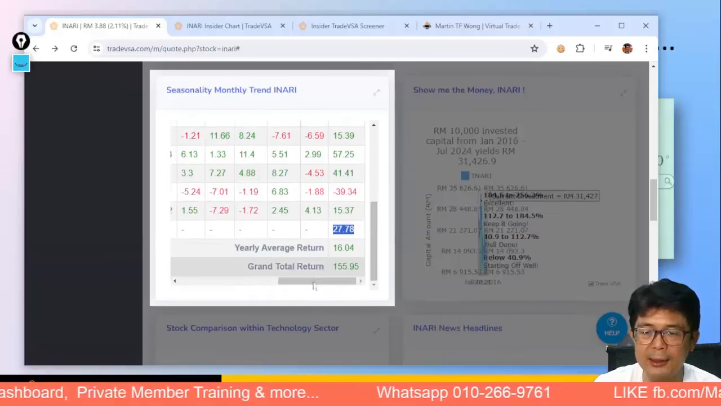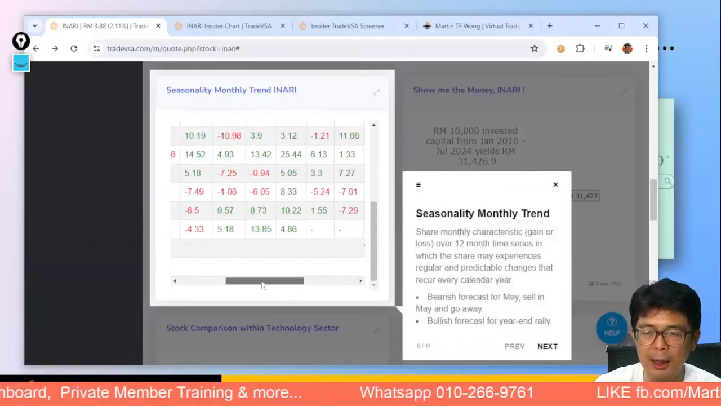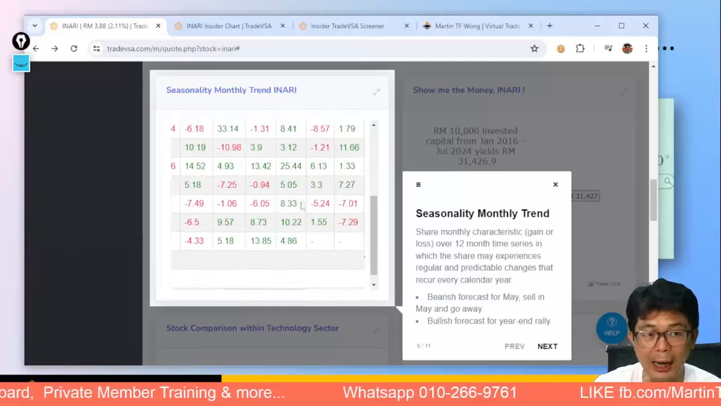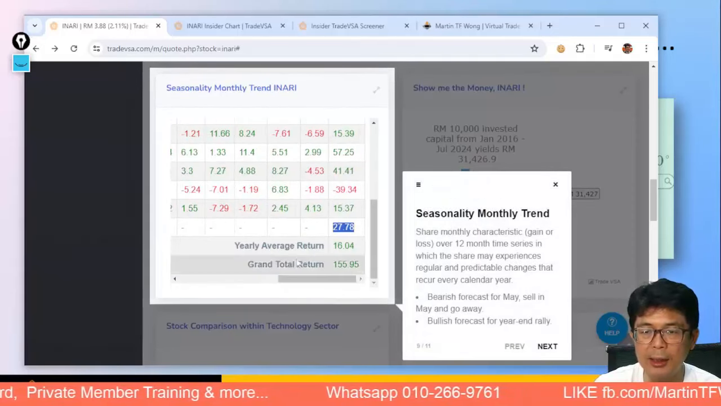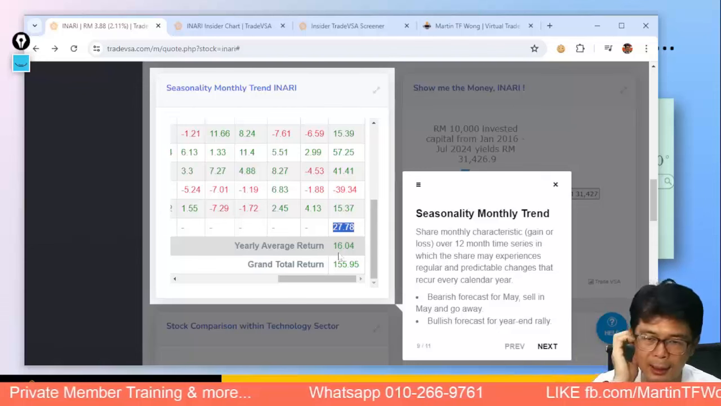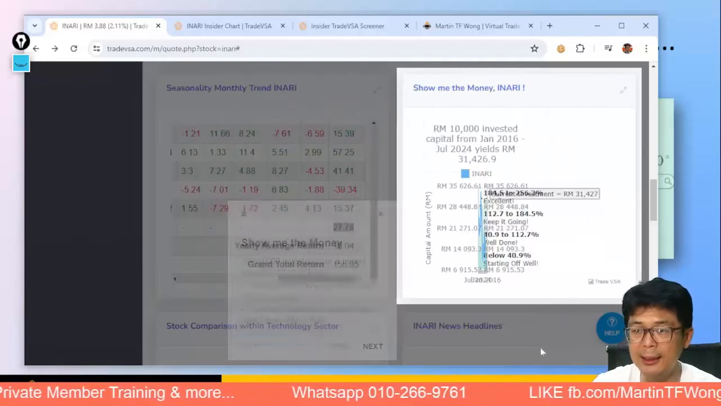As I said before, Inari this year we are only up to the month of July. Okay, month of July, you still got August, September. So I think it's going to be a good year for the seasonality.